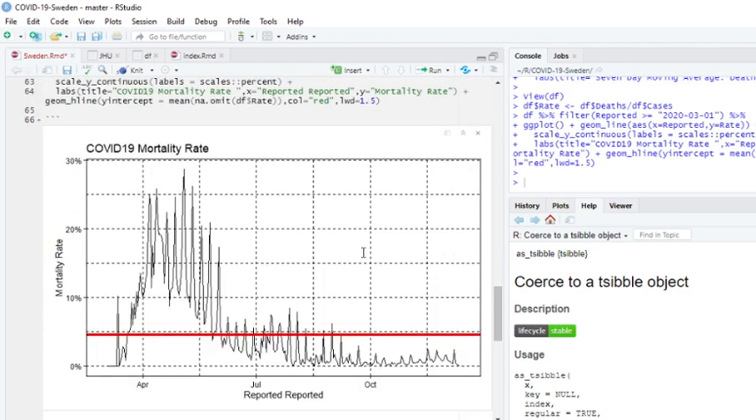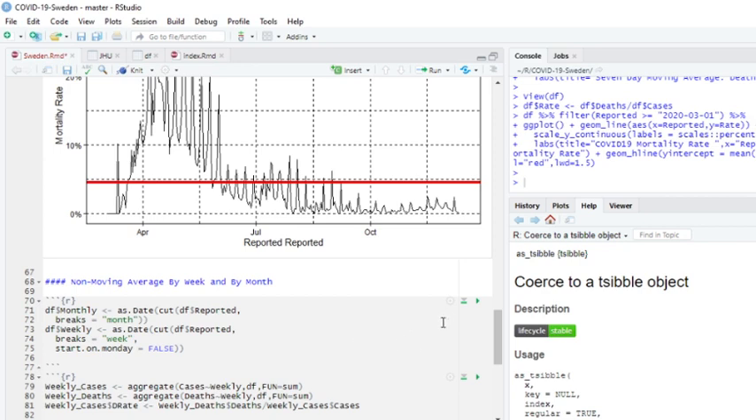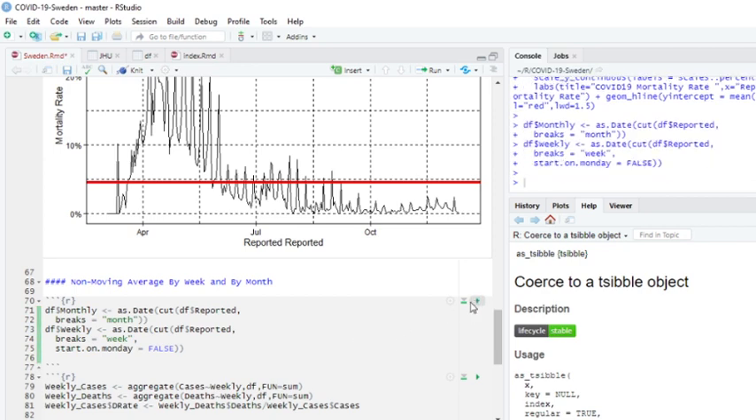All right. So let's take a look at mortality rate. Obviously, these missing numbers could affect the mortality rate, but still, I think the mortality rate has been under the average mortality rate for several weeks now. Okay. Now let's look at weekly numbers now.